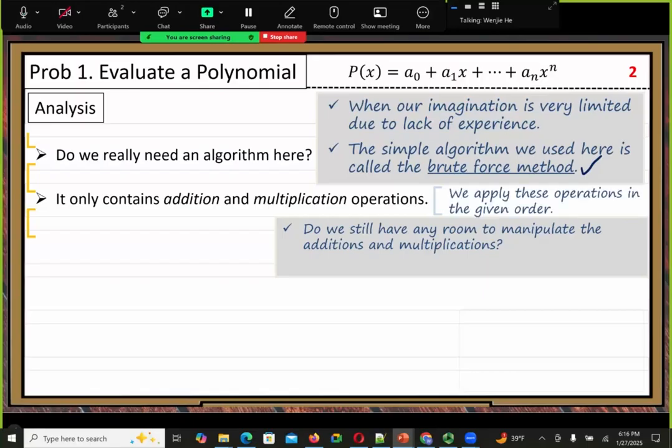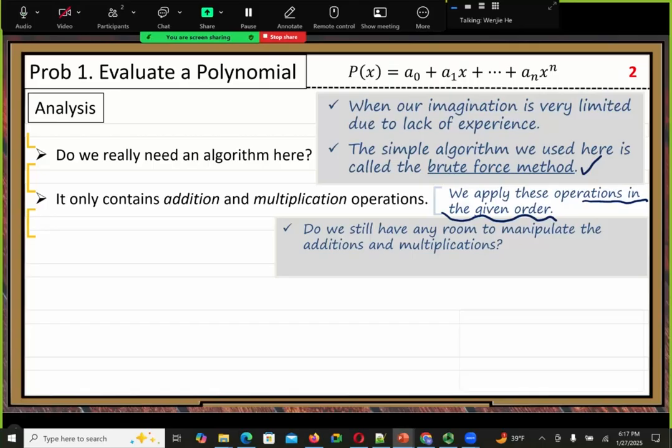Regarding the improvement, what's the room for manipulation? You just change different ways to do manipulation, right? So you need to know your room for manipulation. Here, we apply two operations, addition and multiplication, in different order. Do we have freedom to choose different order to apply multiplication and addition?